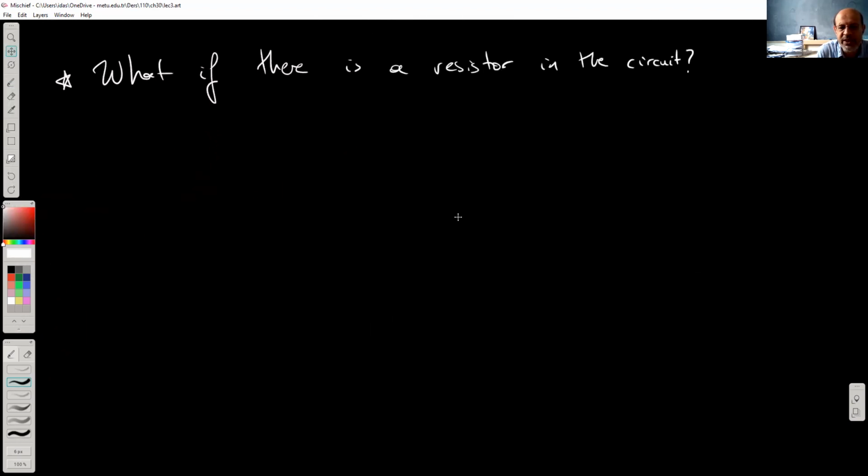Okay, so let's see what happens if there's a resistor. It's the same thing in here, right? It's the same problem. I just add a resistor in here and an inductor.